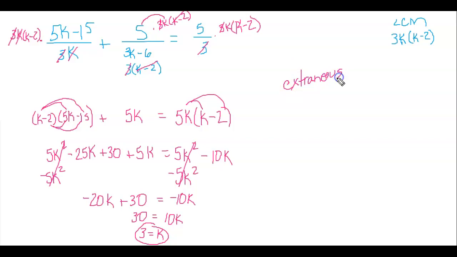You're not guaranteed you're ever going to have an extraneous solution, but you always have to check. It is always possible. So I look, and 3 was not one of the restricted numbers. K couldn't be 0 and k couldn't be 2. So it's not extraneous, and so I can use that as one of my numbers. So we're going to do one more example.